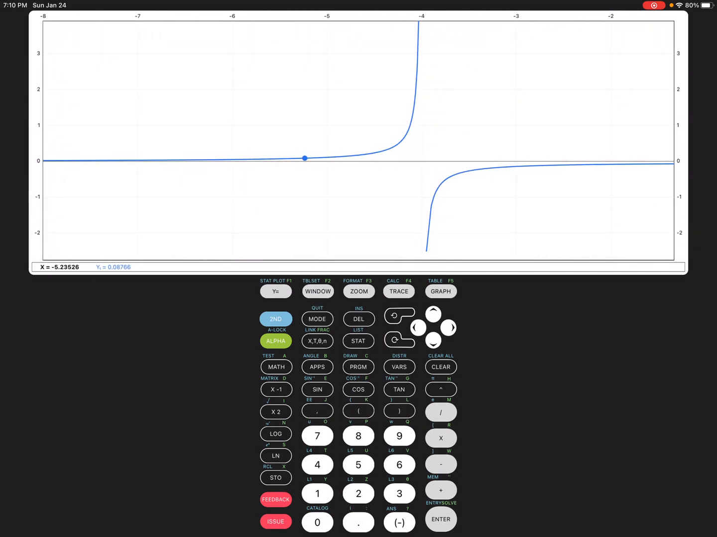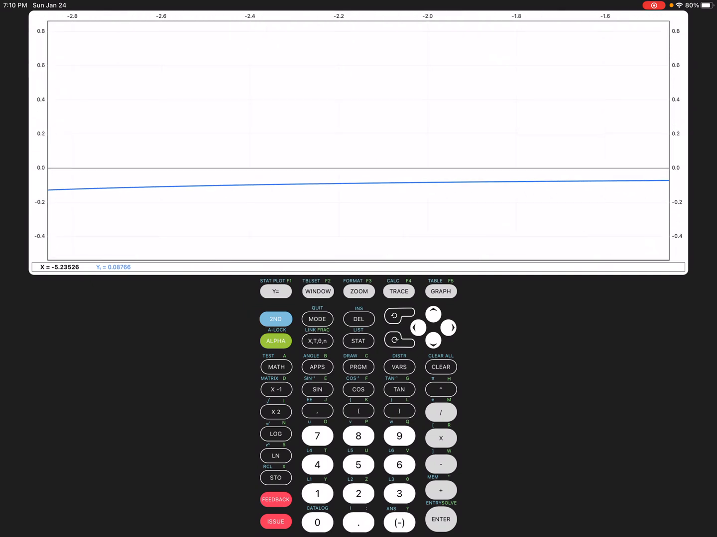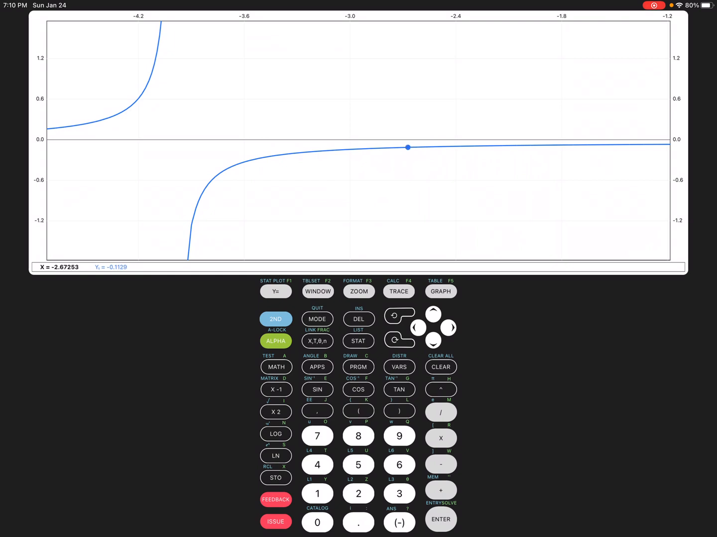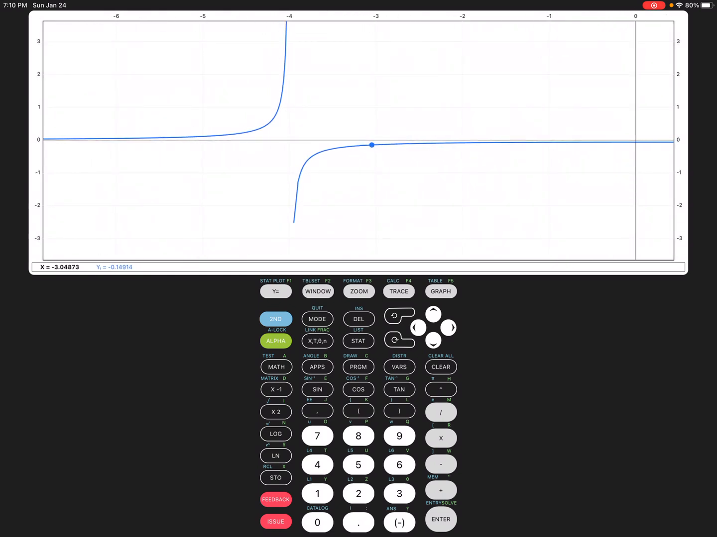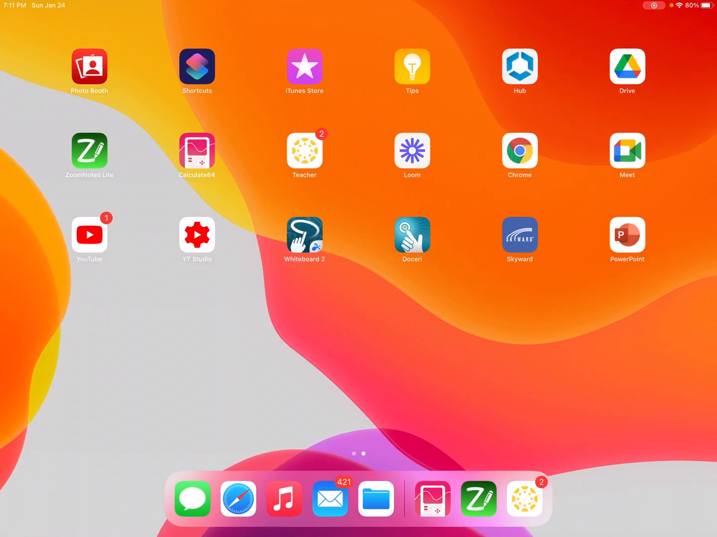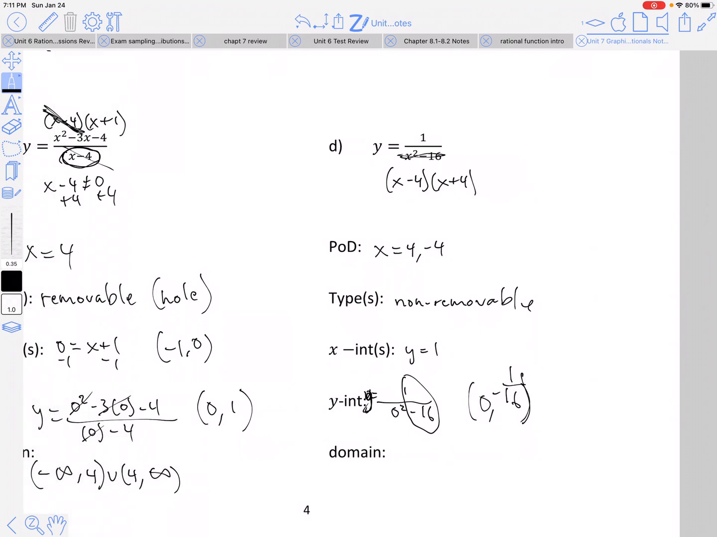If I keep going this way, oops, sorry, I'm hitting the graph weird. The more I zoom in, the more I can see that we're actually never touching the x-intercept. I can just move that point and you can see it jumps around. We never touched the x-axis, so it's kind of weird, but there's no x-intercept, okay? Never touches the x-axis.